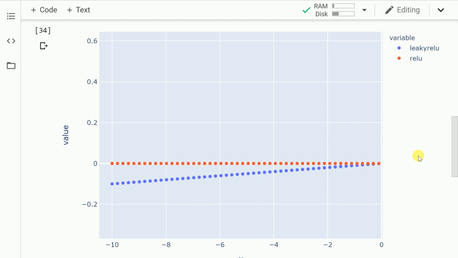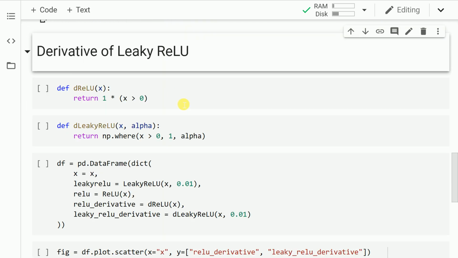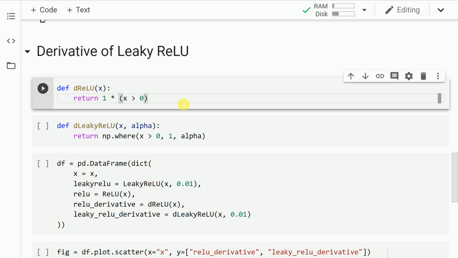Now you might have an obvious question: how does this actually solve the dying ReLU problem? In order to explain how this actually solves the dying ReLU problem, I'll go to the derivative version of both the graphs. So let's move forward. I'm using the same function for the derivative of ReLU that I used in the previous video. Feel free to check out the video if you have any queries regarding that. So let me run this cell to import this function in memory.